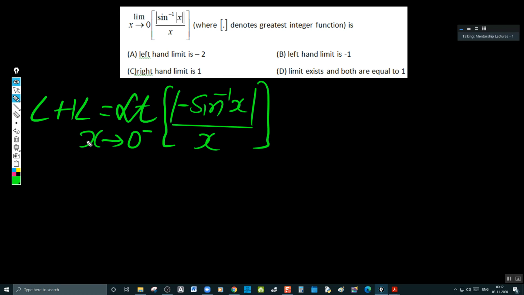Are you there, everyone? Yes, sir. Now, in the next step, if you want to remove the modulus, the final result after removal of modulus must always be positive. You should not forget that. So x tends to 0 minus. But before that, you must know the range of sine inverse: minus 1 to plus 1 is the domain, and the range is minus pi by 2 to pi by 2.